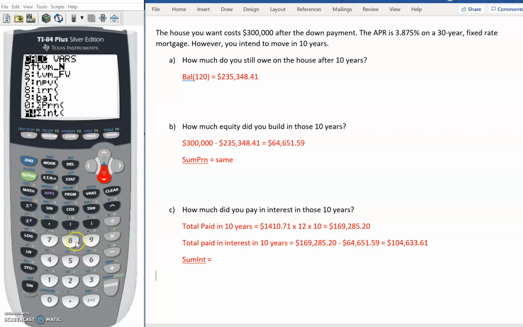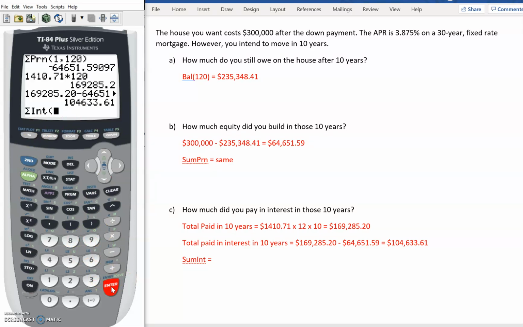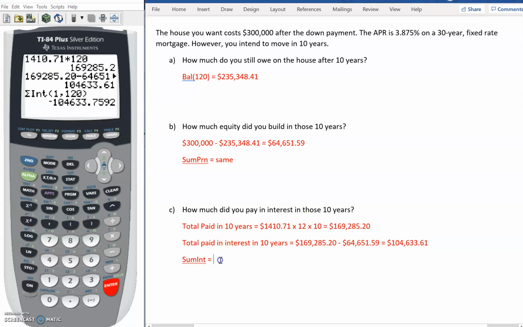Let's choose that, and just like for the principal, we have to give a starting payment and an ending payment. We started on payment 1. Ten years later was payment 120, or 12 times 10. And we get a number that looks very similar to what we have, but it's just a little bit different. It starts off very similar, 104,633. That part is the same, but instead of 61 cents, we get 76 cents here.